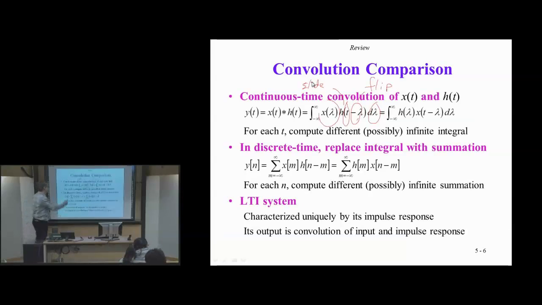So for each value of time in seconds, little t, I could compute a different and possibly infinite integral to get the answer. Pretty tedious. Went through these exercises in signals and systems. And so what's more common is we break up x and h into intervals and convolve the intervals to get y. In discrete time, it's a similar story. I get a placeholder variable of convolution, which is little m. So my flip here is in minus m.